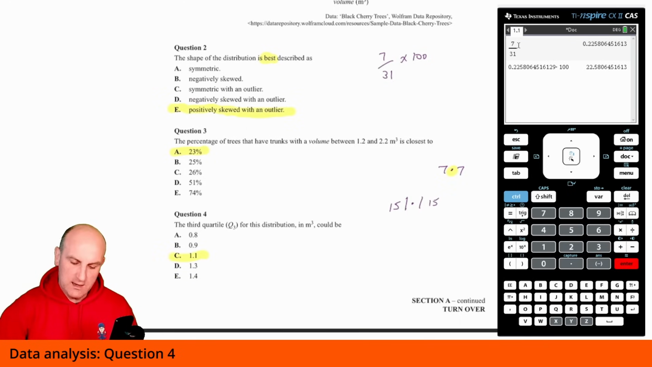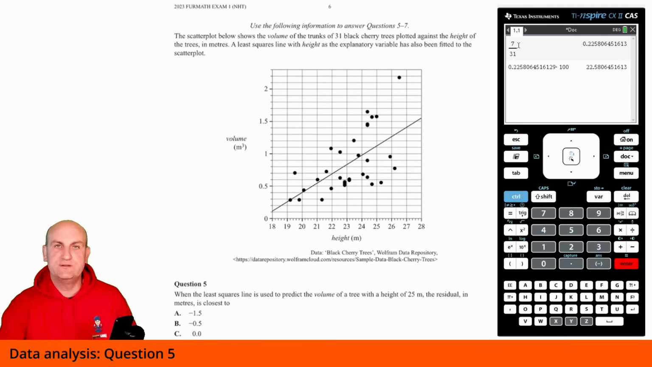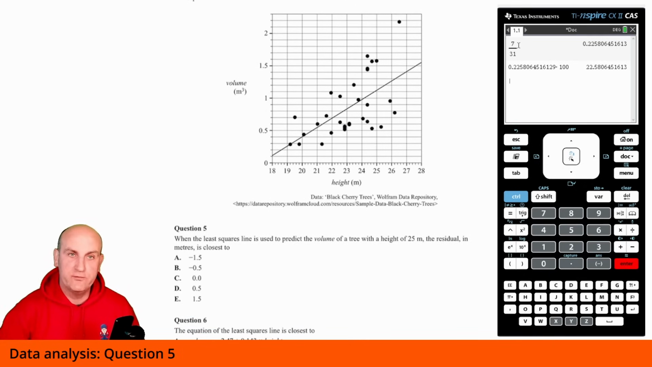Whew. Slamming through this. Right, next question. What do we got? The scatter plot below shows the volume of trunks of 31 black cherry trees plotted against the height of the trees in meters. The least squares line with height as the explanatory variable has also been fitted to the scatter plot. Oh, right, let's go then. So let's scroll that up a moment so I can see the question. When the least squares line is used to predict the volume of a tree with height 25 meters.